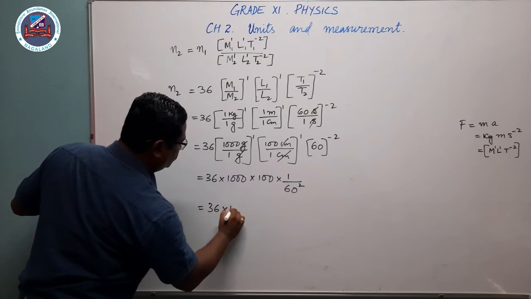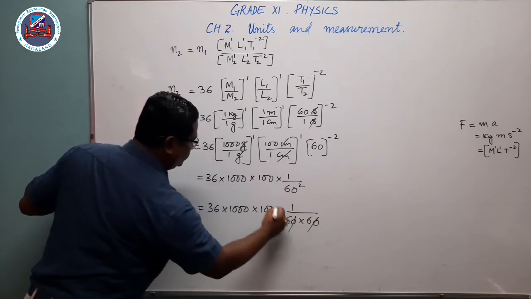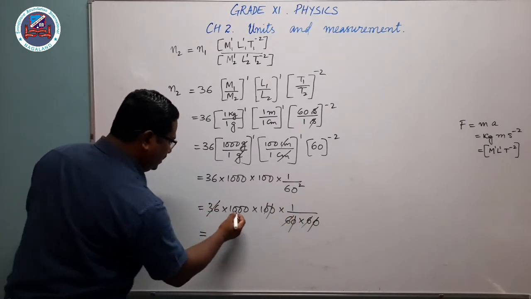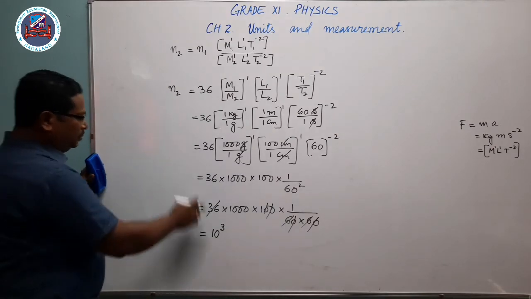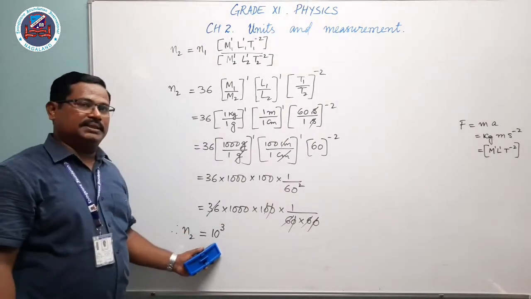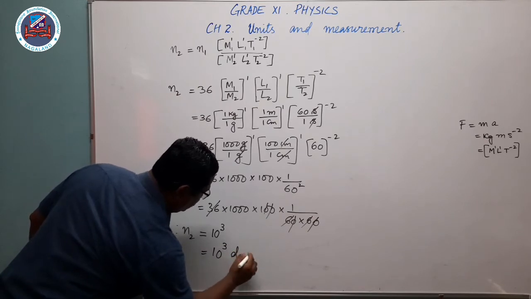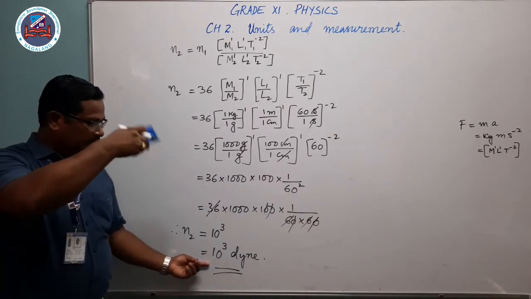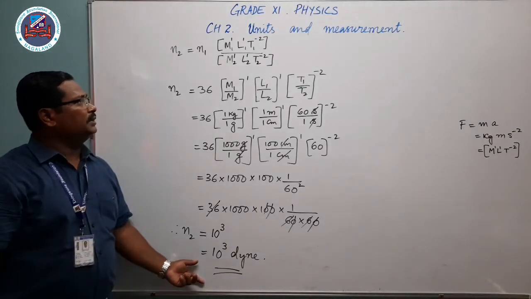Then this is 36 into 1000 into 100 into 1 by 60 into 60. These two zeros you can cancel out. 6 sixes are 36, you can cancel it out. Then what is the remainder you can see? It is 1000, that is 10 to the power 3. So this value N2 came out to be 10 to the power 3. So this is the magnitude of force in the new system, that is CGS system. And if you use the unit, CGS unit of force is dyne. So if you convert from SI to CGS, then you will get 10 to the power 3 dyne, for the given values. Like this you can get into the new system.